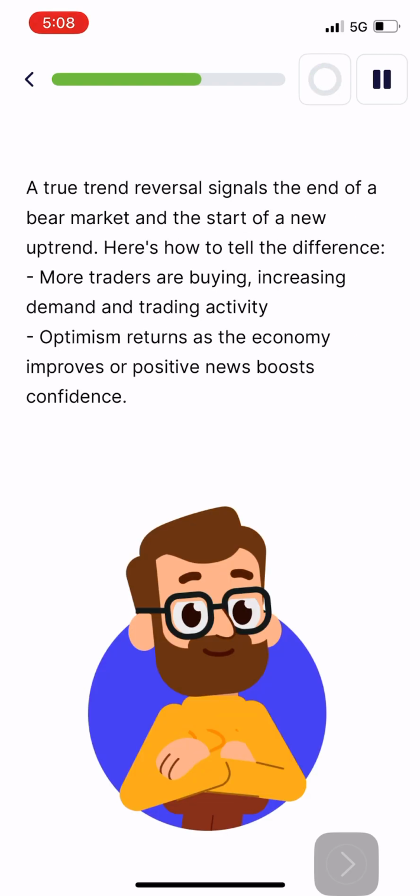A true trend reversal signals the end of a bear market and the start of a new uptrend. Here's how to tell the difference. More traders are buying, increasing demand and trading activity. Optimism returns as the economy improves or positive news boosts confidence.